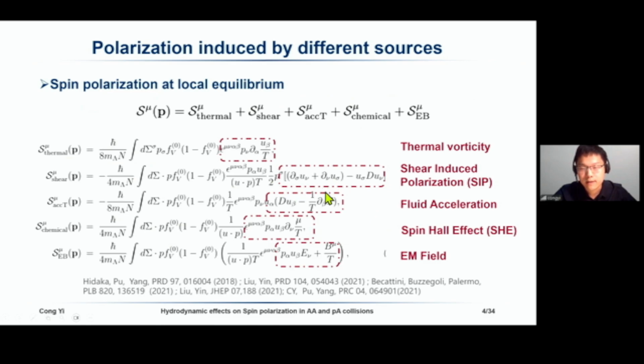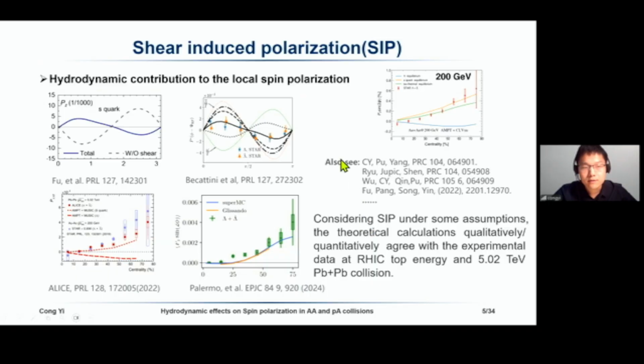Note that the second line is also known as the shear-induced polarization, and the fourth line is also known as the spin Hall effect. After considering the shear-induced polarization under some assumptions, the theoretical calculations can qualitatively and quantitatively agree with the experimental data at 200 GeV gold-gold and 5 TeV lead-lead collisions.